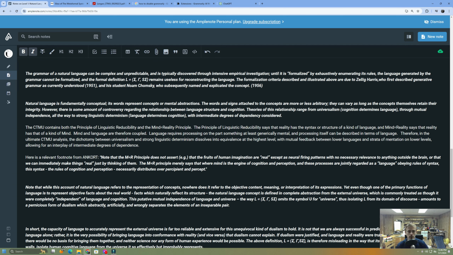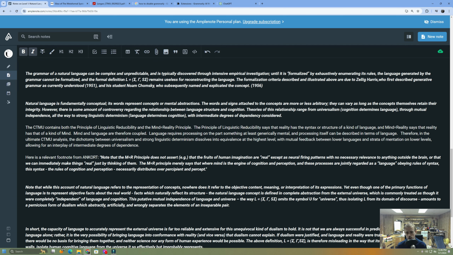Here's a little footnote that I found in the CTMU, a new kind of reality theory paper. Which is that note that the mind equals reality principle does not assert, e.g., that the fruits of human imagination are real, except as neural firing patterns with no necessary relevance to anything outside the brain, or that we can immediately make things real just by thinking of them.